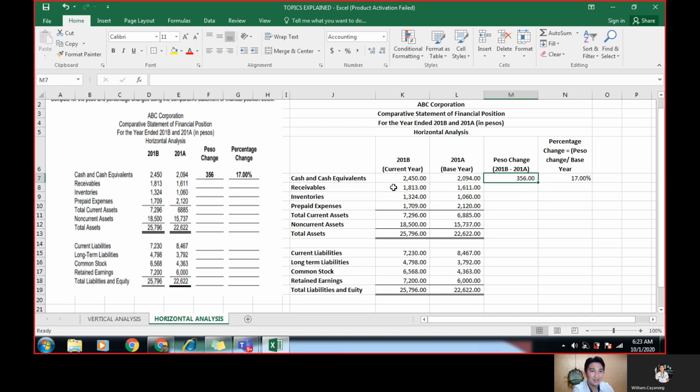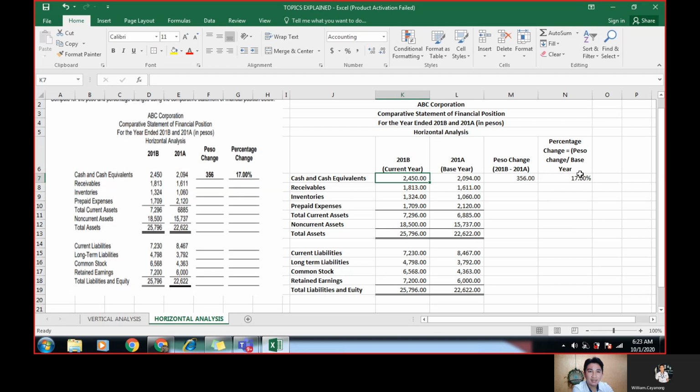Makikita naman natin dito na from the current year, from the previous year, 2094, may increase talaga siya kasi on the current year, naging 2,450, which is good. Okay? But there are some companies na hindi sila nag-iipon ng cash. Hindi nila nire-remain stagnant yung cash nila. Ini-invest nila to incur another accretion of wealth, which is a dividends or return from their capital. Okay? But here, nag-increase and that's good.